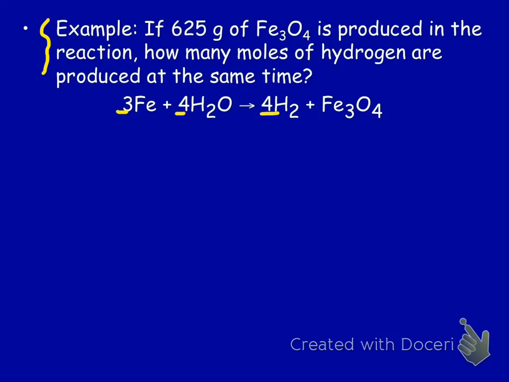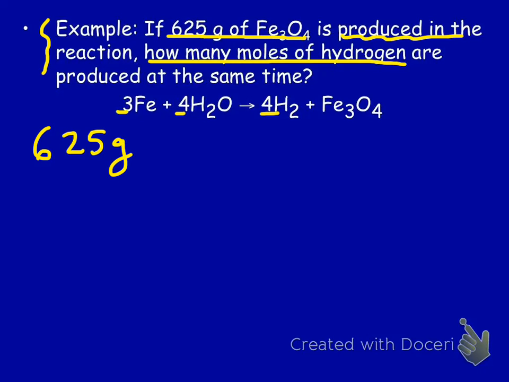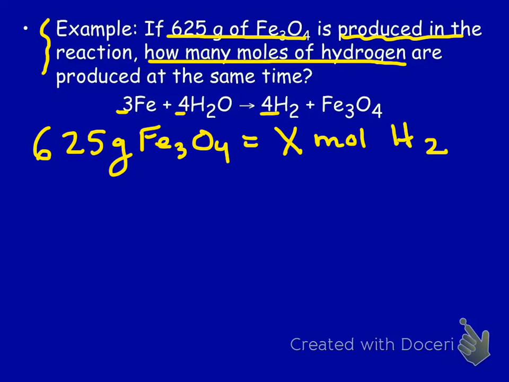So you know we have 625 grams of iron oxide. We want to know how many moles of hydrogen are going to be produced at the same time. So the math problem is 625 grams Fe3O4 is equal to how many moles hydrogen. And remember, hydrogen's a diatomic, so it's H2.